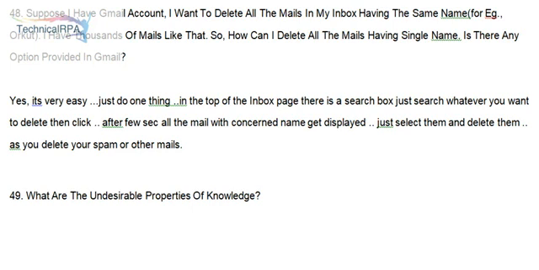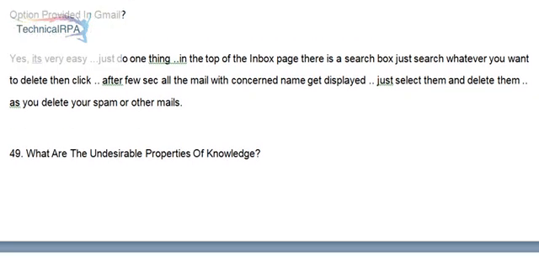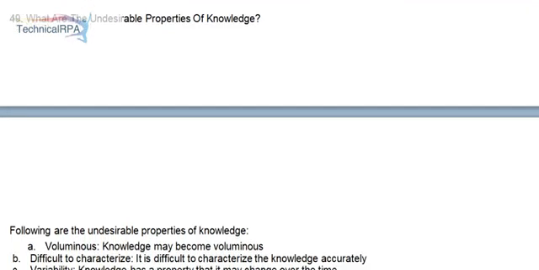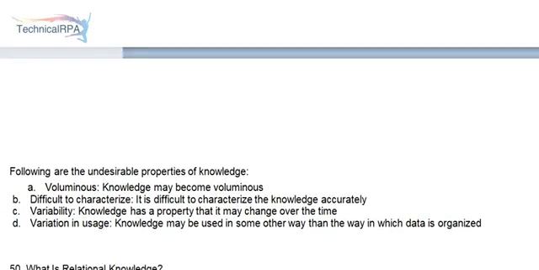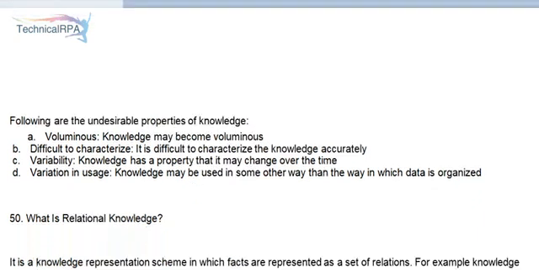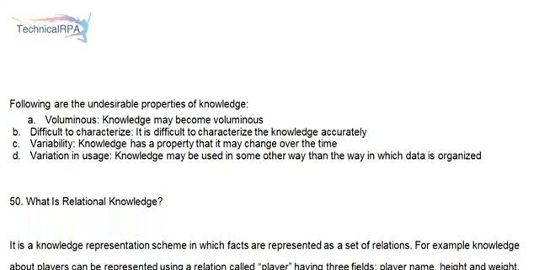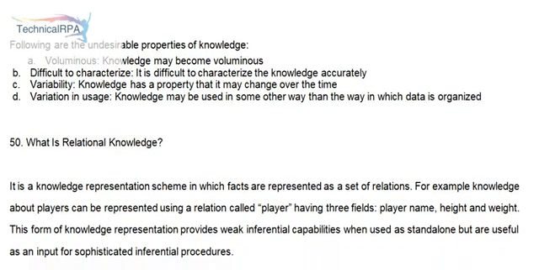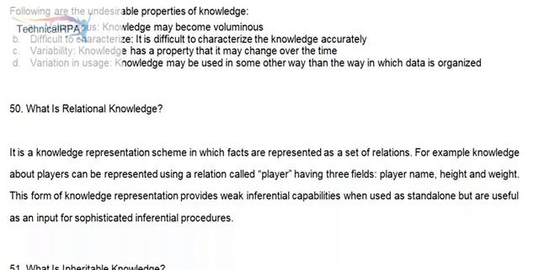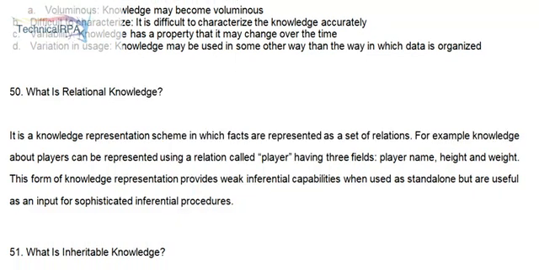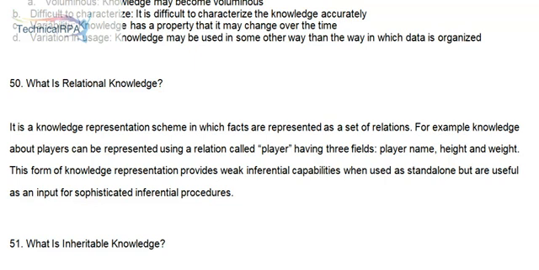49. What are the undesirable properties of knowledge? Following are the undesirable properties of knowledge. A. Voluminous. Knowledge may become voluminous. B. Difficult to characterize. It is difficult to characterize the knowledge accurately. C. Variability. Knowledge has a property that it may change over time. D. Variation in usage. Knowledge may be used in some other way than the way in which data is organized.